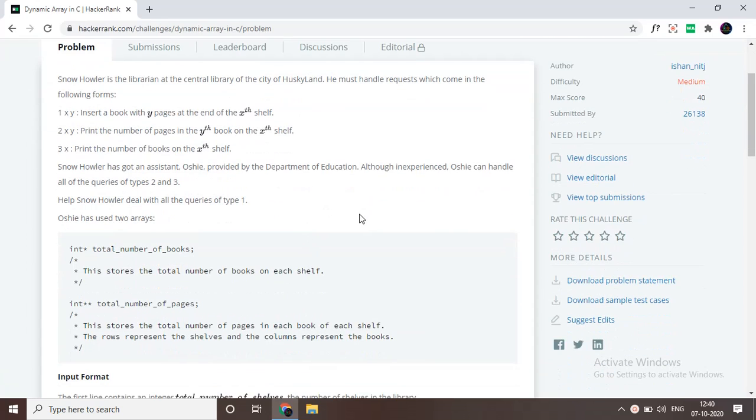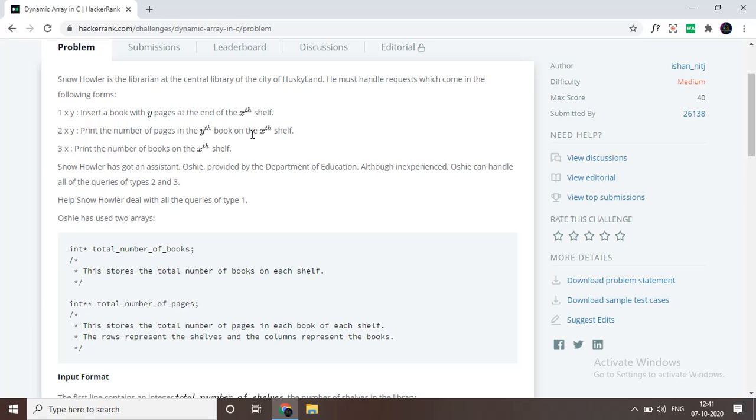First of all, we have to understand what the question is. In this question there are three types of queries. That means the query is going to start with 1, 2 or 3. If it starts with 1, what we have to do is insert a book with y pages at the end of the x shelf. For example, there is a big box, and in that box there are a number of shelves. The first shelf is going to be numbered 0, the 0th shelf, and the next is the first shelf, like that.